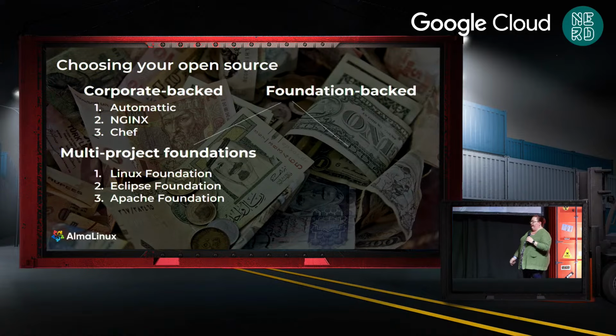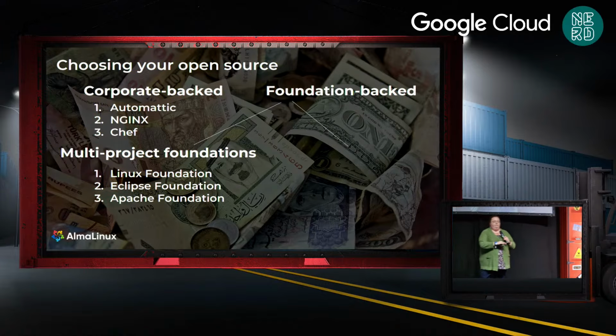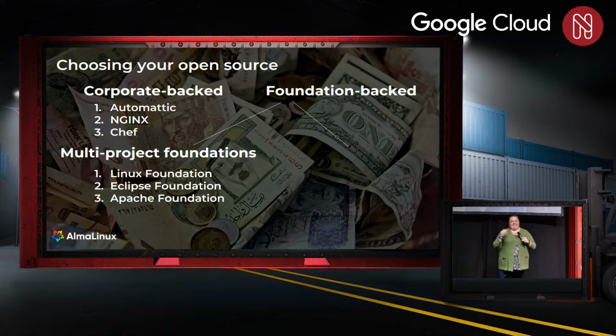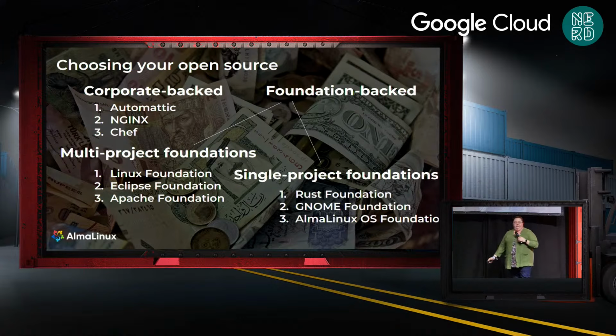And then foundation-backed can actually be broken into two other categories. There's foundations that have more than one project in them. So think Apache Foundation, Eclipse, Linux Foundation. They'll have many, many projects under their umbrella that might compete or might not. They might collaborate or might not. They might know each other exists or not. Because especially if you look at the Linux Foundation, it is massive, the number of projects that they are responsible for. And then there's single project foundations.